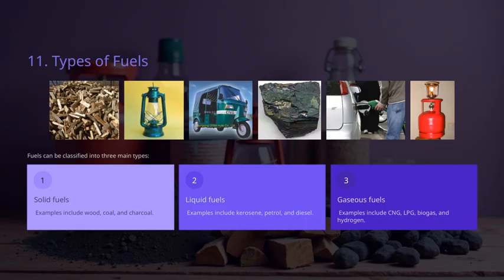Gases are increasingly popular because they burn cleanly and are highly efficient. They are used in household cooking, industrial processes, and even as alternative fuels for vehicles. Connecting this to our overall theme, understanding these different types of fuels helps us make better choices for energy use, considering factors like efficiency, convenience, and environmental impact. Each type plays a vital role in meeting our energy needs in various contexts.